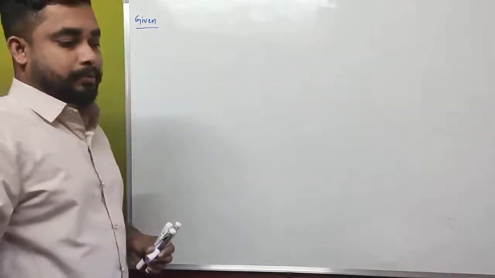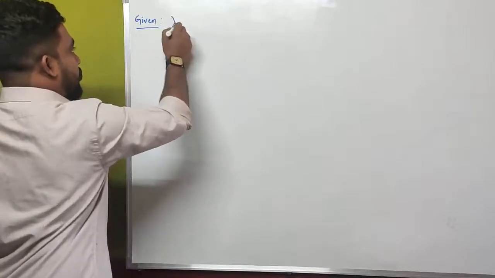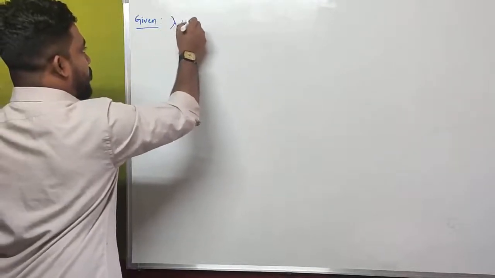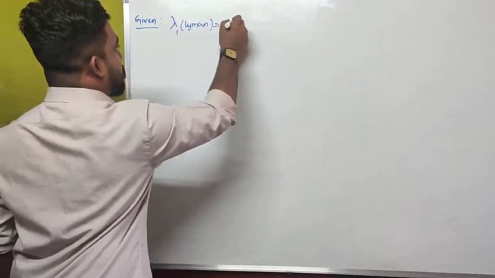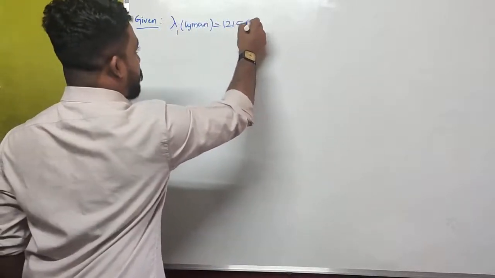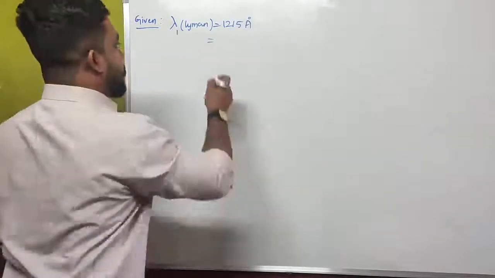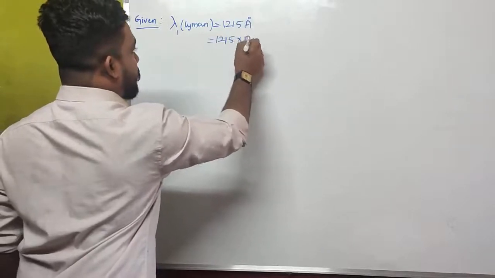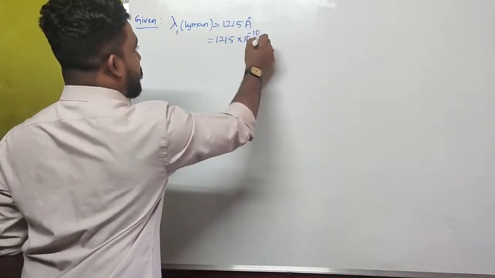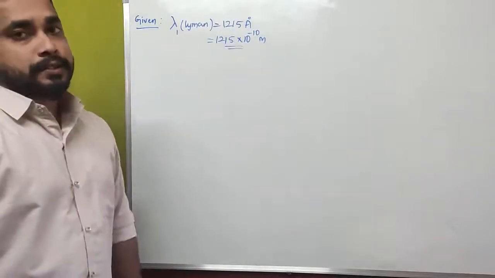The only given constant is the wavelength of the Lyman series, that is lambda 1 Lyman, which is equal to 1215 angstrom. What is the value of angstrom? That is 10 to the power of minus 10 meter. So 1215 into 10 to the power of minus 10 meter. Actually this is the wavelength of the Lyman series.